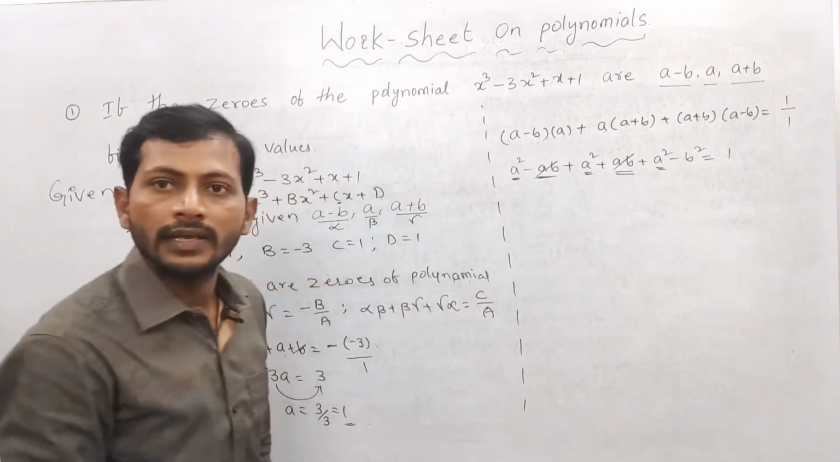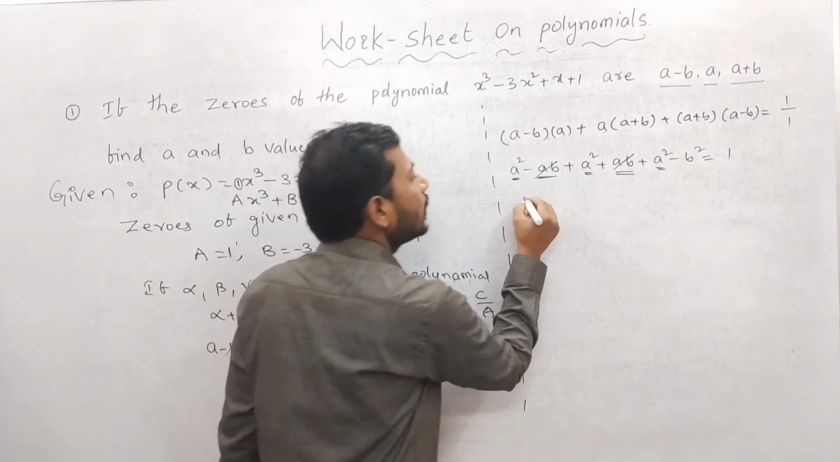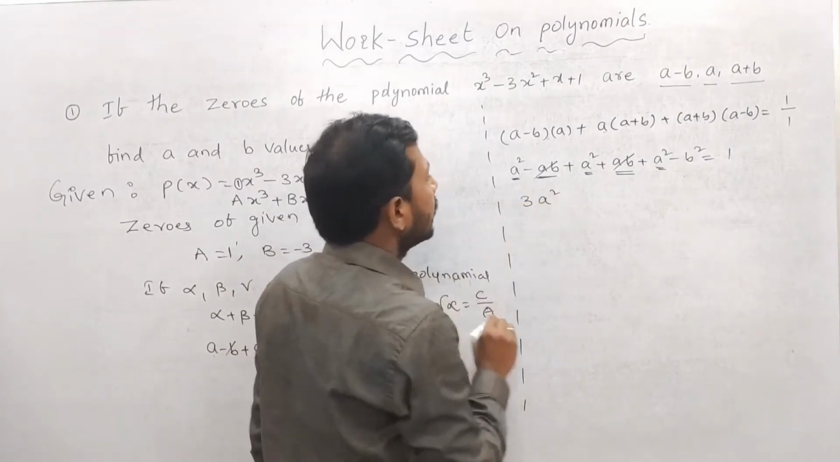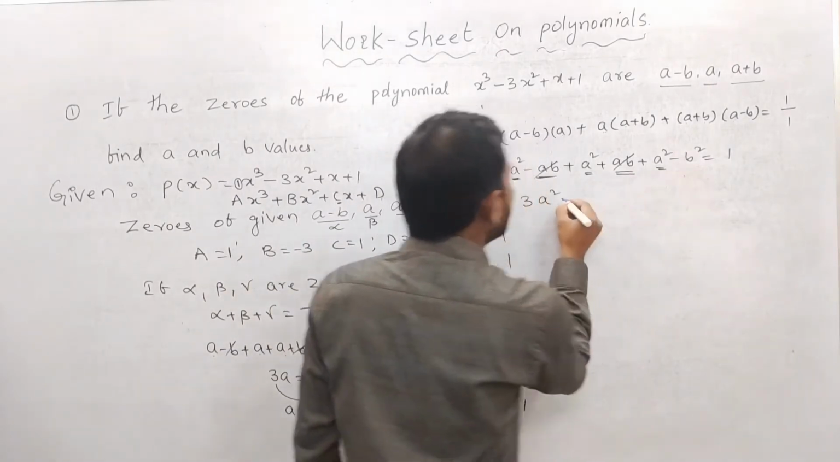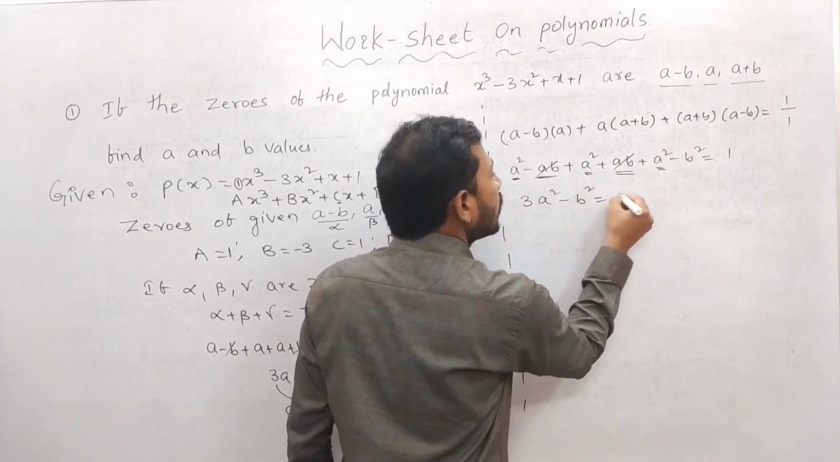How many a squares are there? Three a squares are there, so I am writing 3a square. Next, what is there here? There is one b square, minus b square equal to 1.